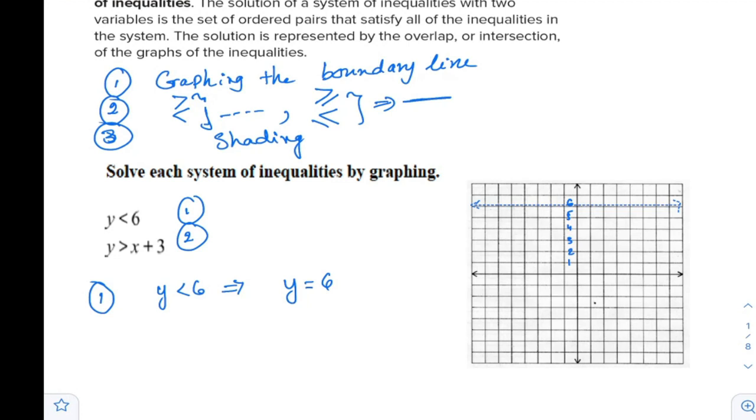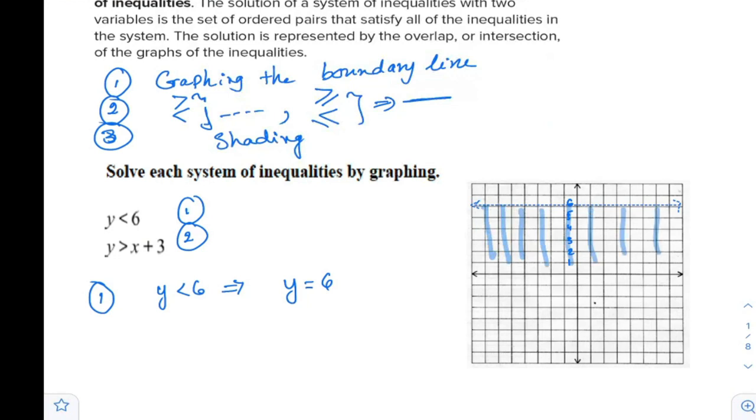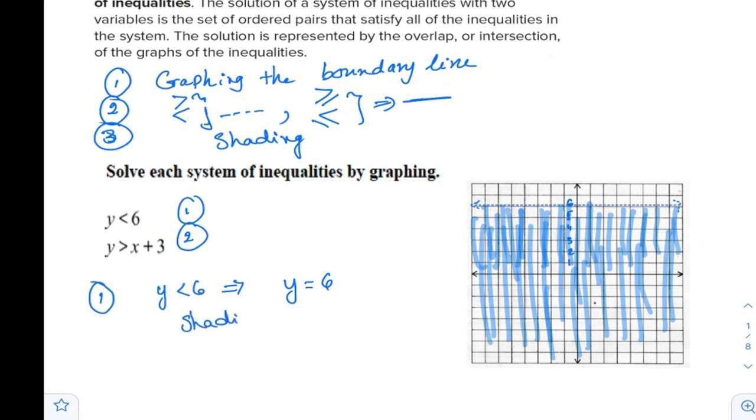Why less than 6? Common sense says that less than 6 means all the values that are below y equals 6. So we expect that this is the region that we are looking for, all the y's that are less than 6. If it is more, it's above the line. So below the line, we are shading here, below the line.